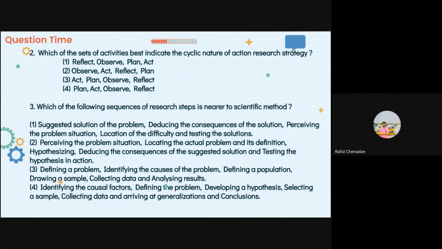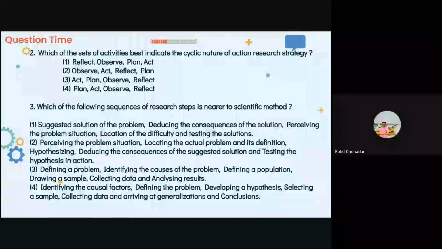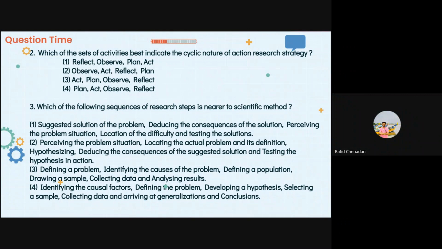The first option says suggested solution of the problem, deducing the consequence of the solution, perceiving the problem situation, location of the difficulty, and testing solutions. The second option: perceiving the problem situation, locating actual problem and its definition, making a hypothesis, and deducing the consequence. Third one: defining a problem, identifying the cause of the problem, defining a population, drawing a sample. And fourth one: identifying the causal factors, defining the problem, developing hypothesis.